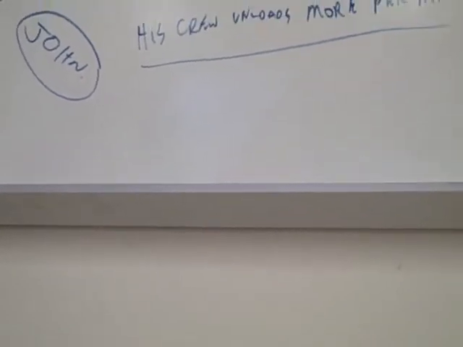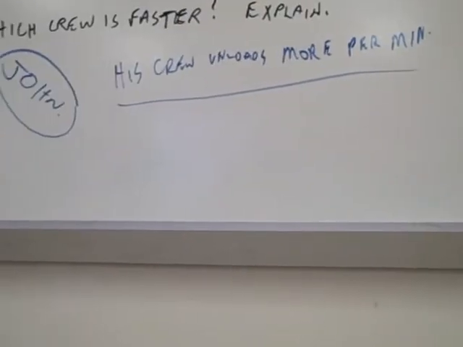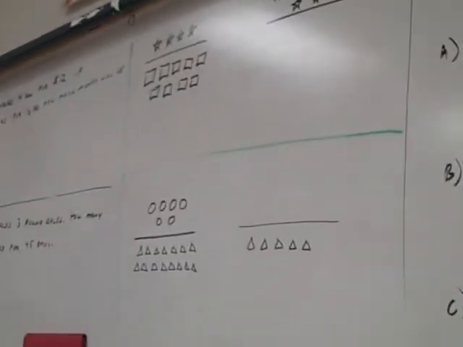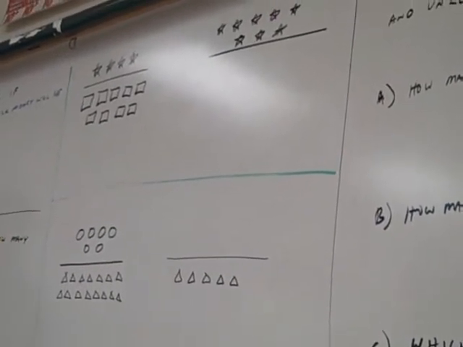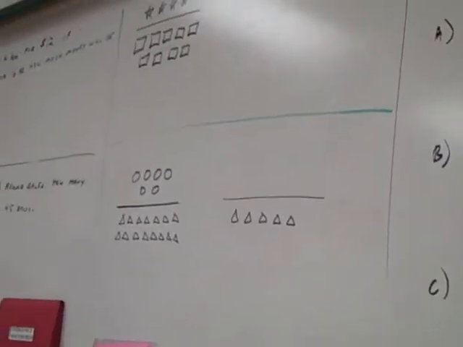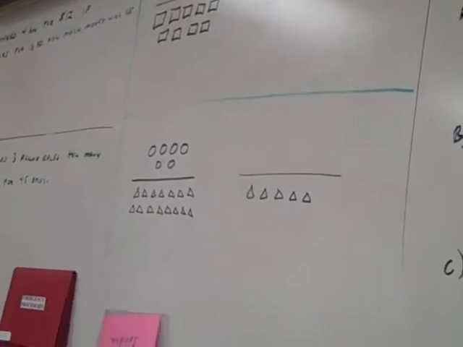Or to explain, you could put in 30 minutes, John's crew unloads 150 bales, where in 30 minutes, Bob's only unloads 120. That's another way of putting it. That's correct. Very good. All right. So we're going to have some rate problems like that.